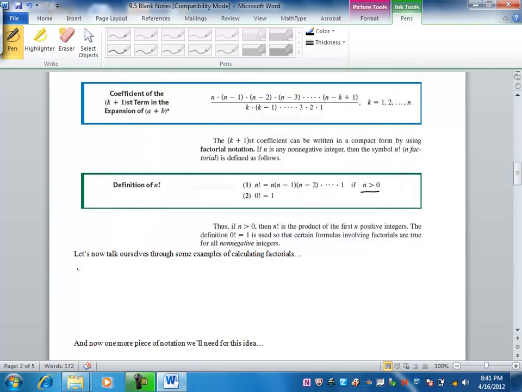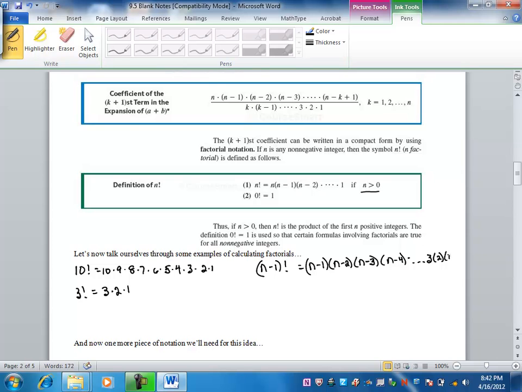So some examples here. If we have 10 factorial, it's 10 times 9 times 8 times 7 times 6 times 5 times 4 times 3 times 2 times 1. If we have 3 factorial, we're looking at 3 times 2 times 1. If we've got n minus 1 factorial, look what we've got here. We start with n minus 1, and then 1 less than n minus 1 is n minus 2, n minus 3, n minus 4, all the way down to 3 times 2 times 1.